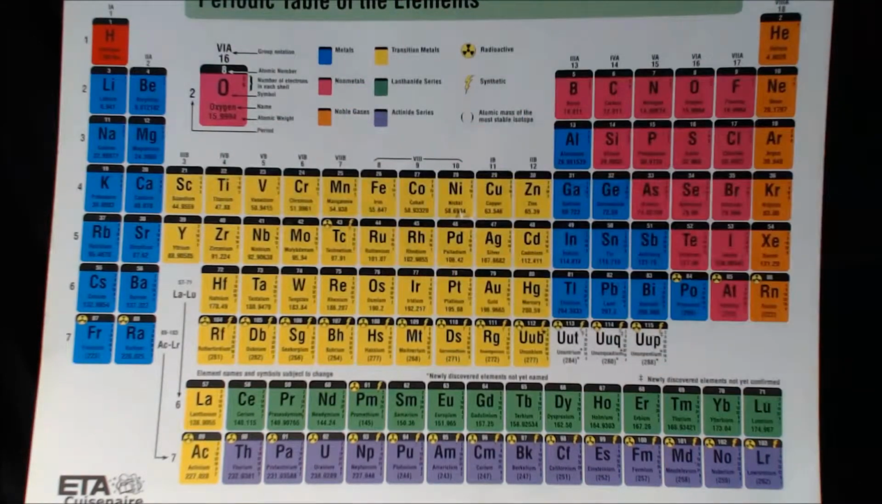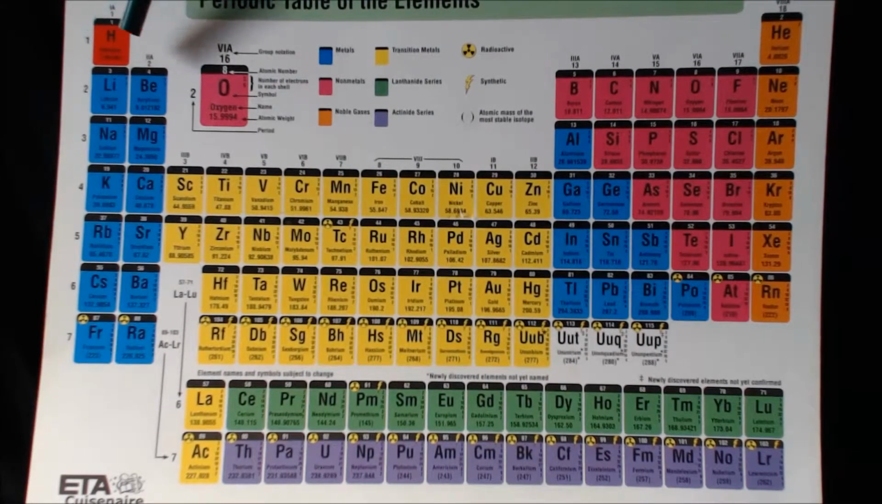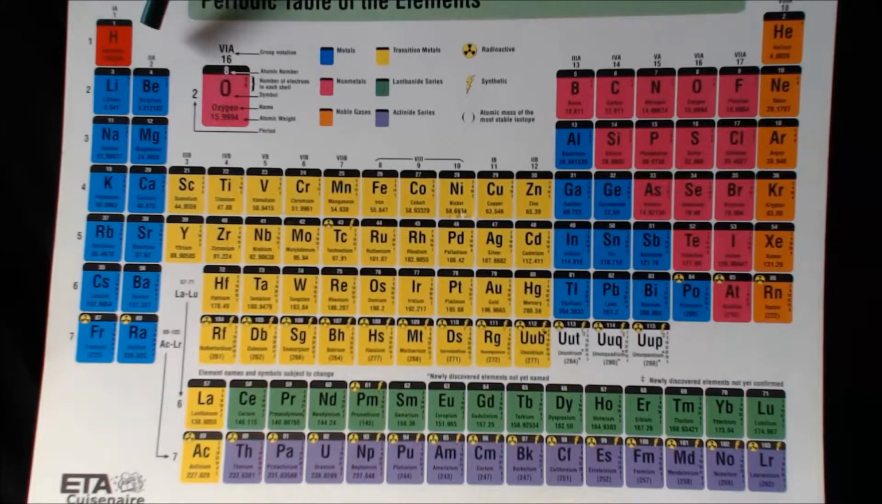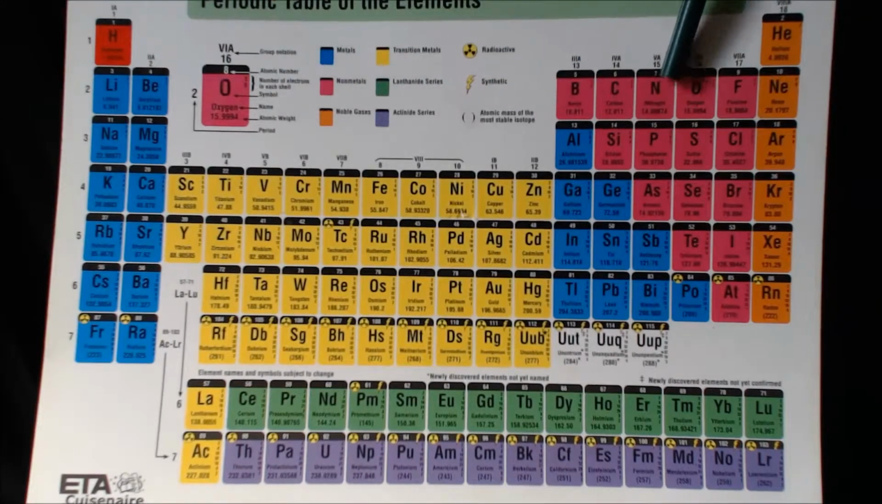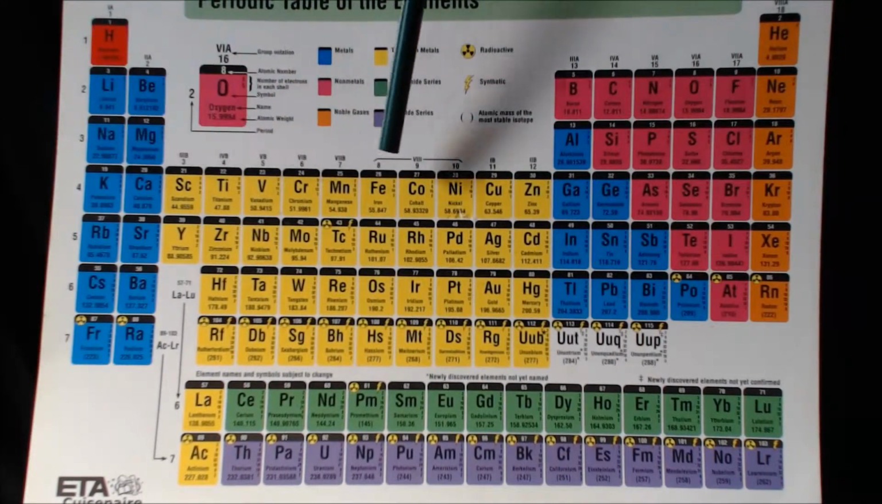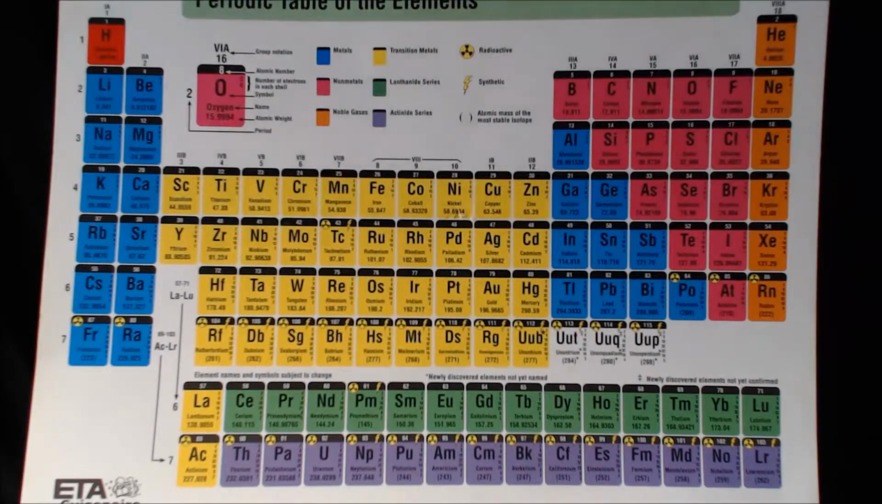But the first 3 periods coincide with the shells. So you can see this, if this helium was over here, you could see that's the first shell. The second shell is this. The third shell, fourth shell. That's where it gets weird with the fourth shell.